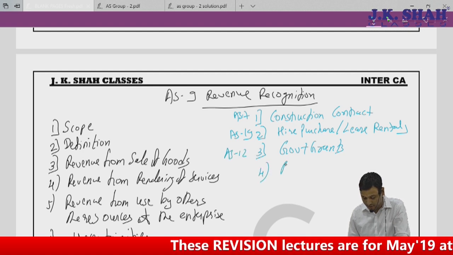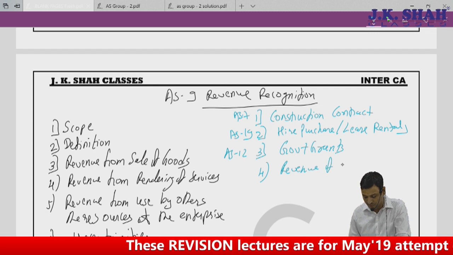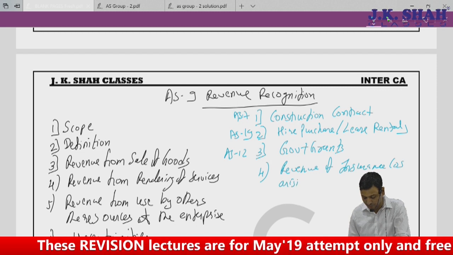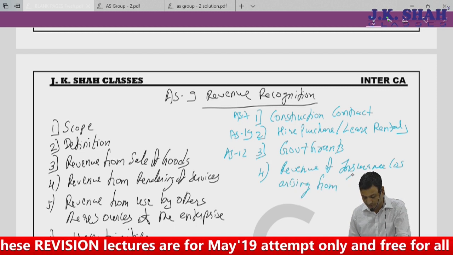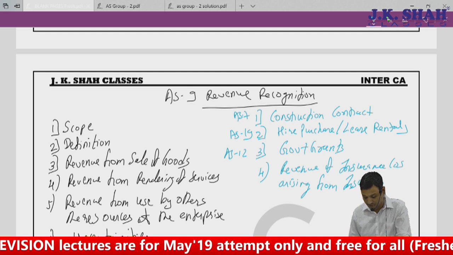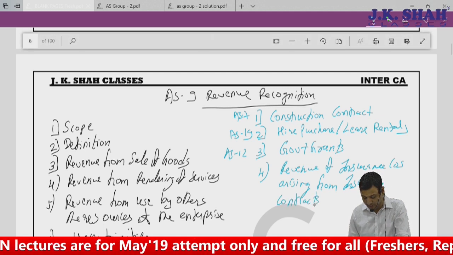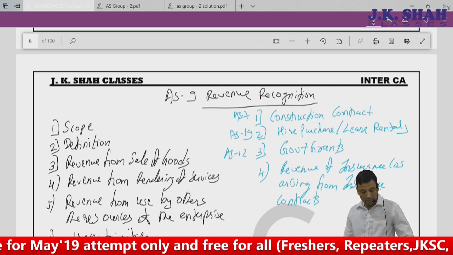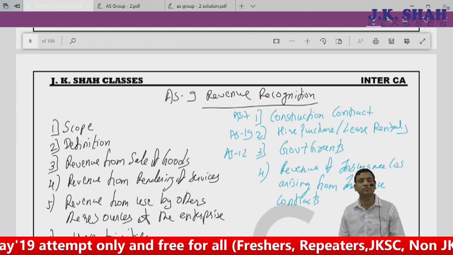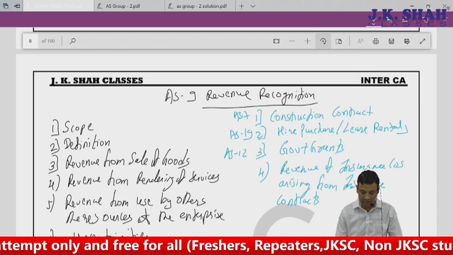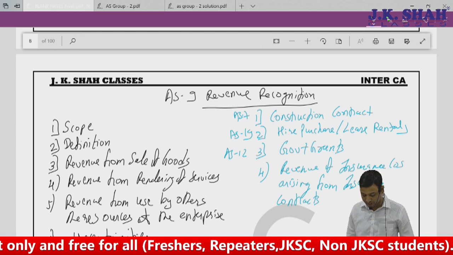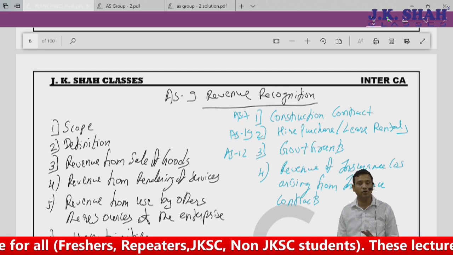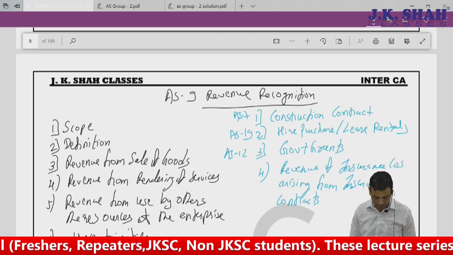And the last, revenue of insurance company arising from insurance contract. Of course, this is governed by the IRDA, so the standard does not take it into account. Many things are not taken by the standard because of something in the definition of revenue also. So construction contract, hire purchase, government grants, revenue of insurance company. These are all the areas which are not covered by AS9. So now I move on to definition.